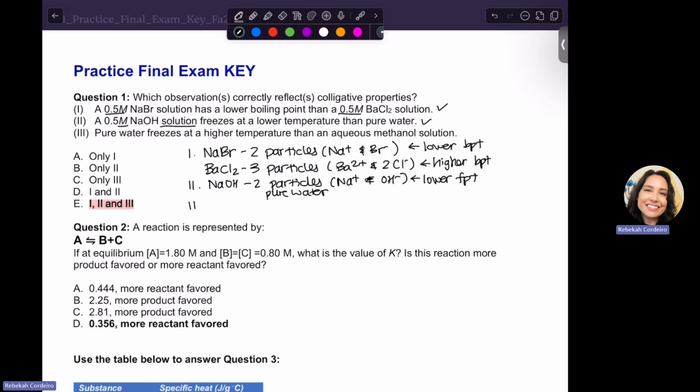So I need to look at three actually. Pure water freezes at higher temperature than methanol solution. So a methanol, it's not an ionic compound because we don't know that name. It's actually a covalent compound. And the only reason you should know that it's a covalent compound is because it's not any name of any ionic compound we've talked about before.